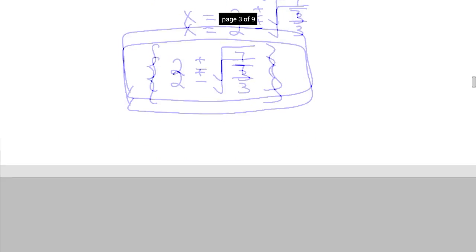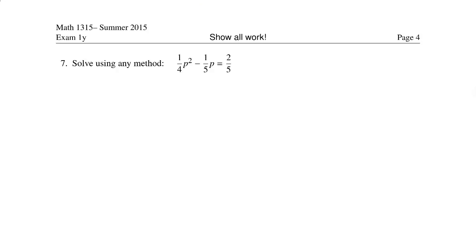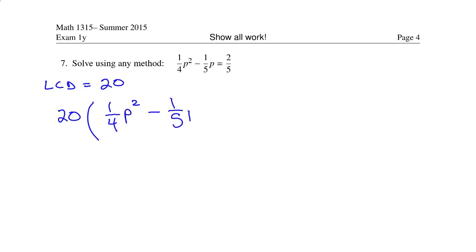Let's look at problem 7. Solve using any method. The first thing I notice is it is a quadratic. It has p squared. Next, we notice that we have fractions. So I'm going to multiply by the LCD. The LCD of 4 and 5 is 20. So we're just going to multiply by 20 on both the left and the right. This will eliminate the fractions.